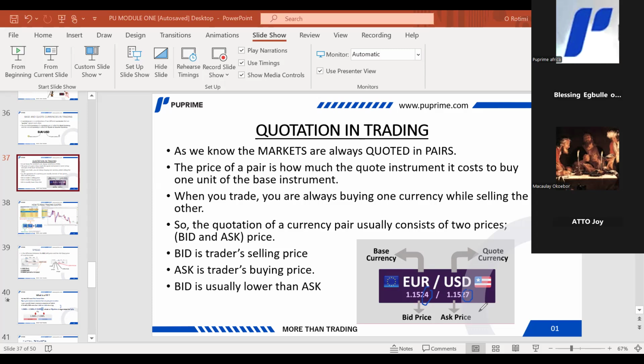Now, every financial asset, every financial instrument has its own spread. It varies. It's not exactly the same for all currency pairs or all instruments, but every financial instrument has its own spread. So the difference between the ask price and the bid price is called the spread.